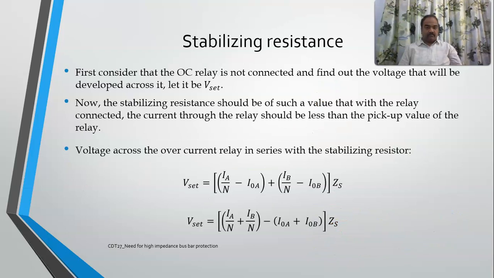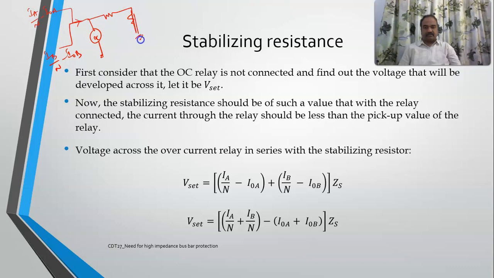Now, as I have already shown you, these are the two currents which are coming. This is IA by N minus I naught A. This is IB by N minus I naught B. Now this is one option to go through the overcurrent relay, and this is another option.